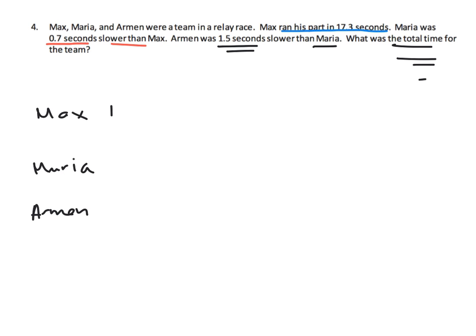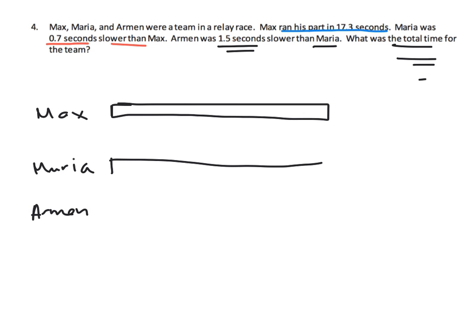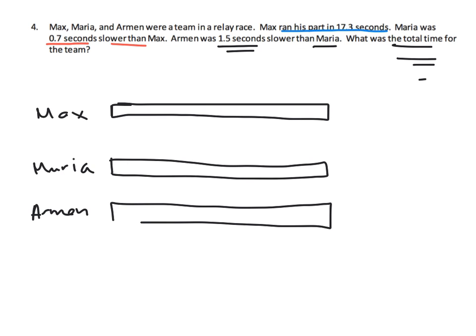And again, I'm going to make all three of their tape diagrams the exact same length, the best I can. 1, 2, 3. So they have the exact same tape diagrams. And then I'm going to go back and I'm going to read the question again. Okay, they're on a relay race team. So that first sentence doesn't add much to it. Then it says, Max ran his part in 17.3 seconds. So this length right here is 17.3.